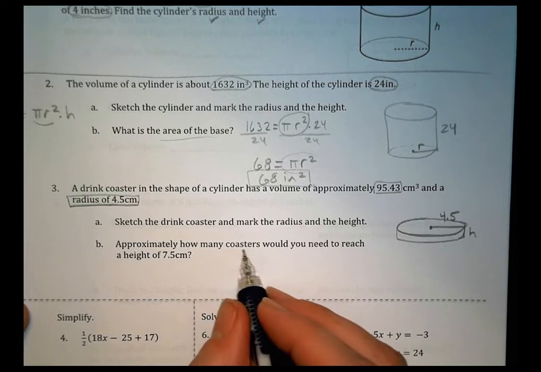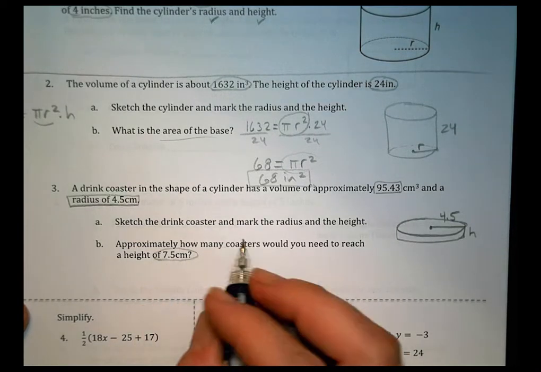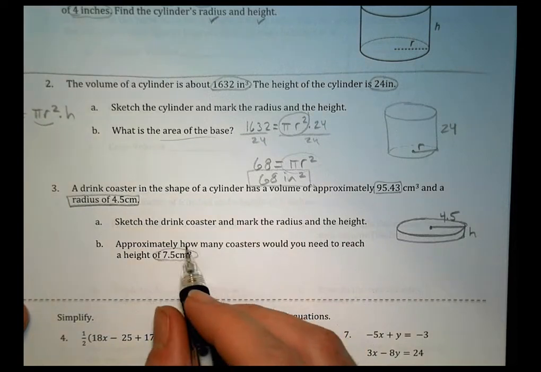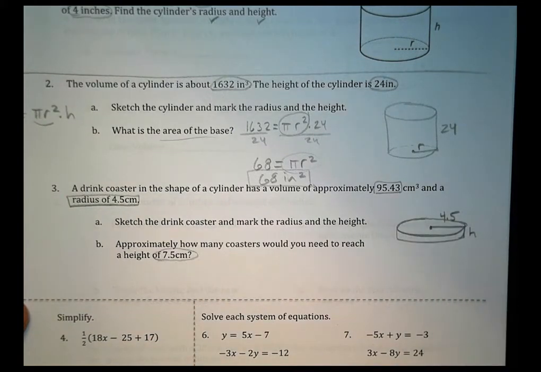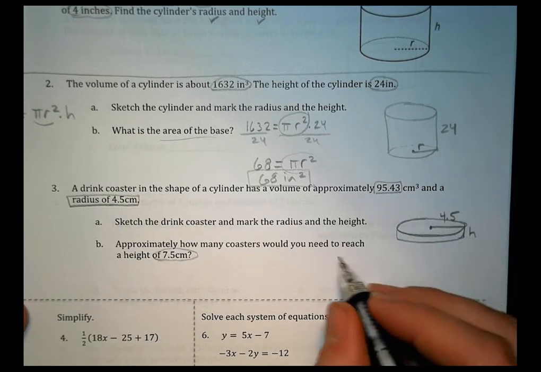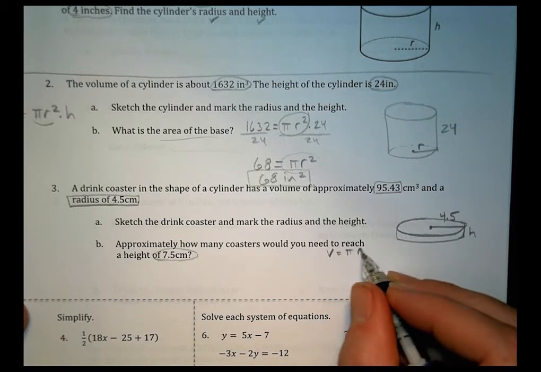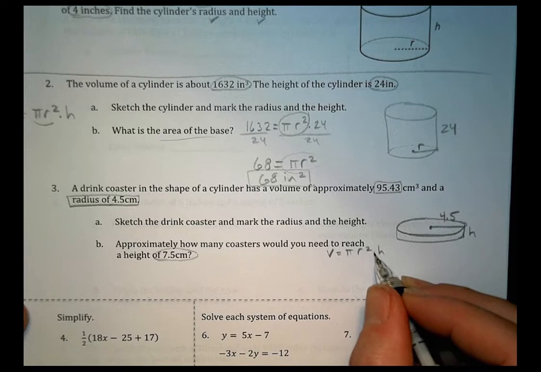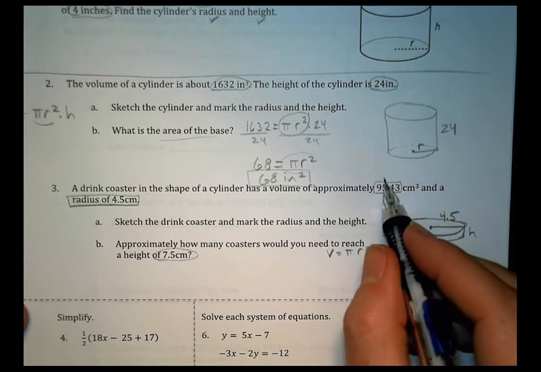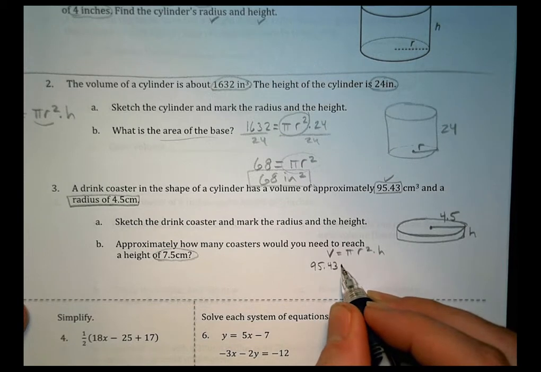Approximately how many coasters would you need to reach a height of 7.5 centimeters? Well, to figure that out, we have to know what the height of one coaster is. So to do that, we're going to take our volume. Again, remember, volume equals pi r squared times h. And what information did they give us? They gave us 95.43 for a volume. So we can put that there.